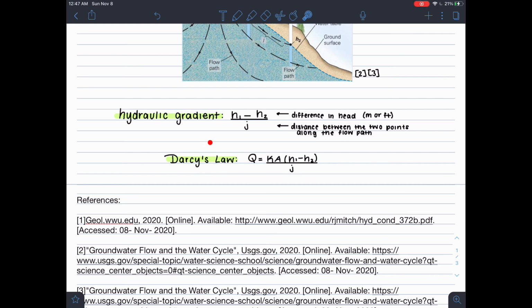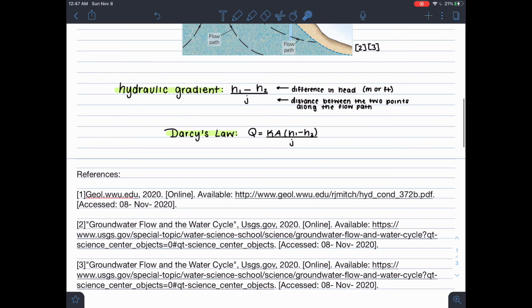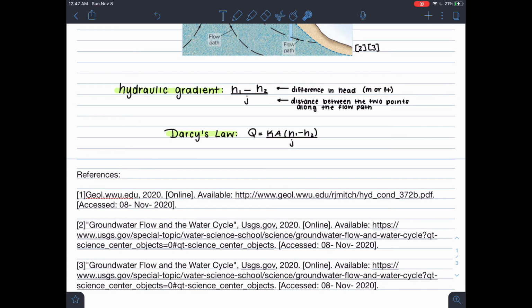It depends on factors such as viscosity and density of the fluid, but mostly the permeability of the material. Here is Darcy's law right here that represents this equation. This equation states that as hydraulic gradient increases, discharge increases. Also, as conductivity increases, discharge also increases. In simpler terms, the flow rate of the groundwater increases as the permeability increases, and as the slope of the water gets steeper.